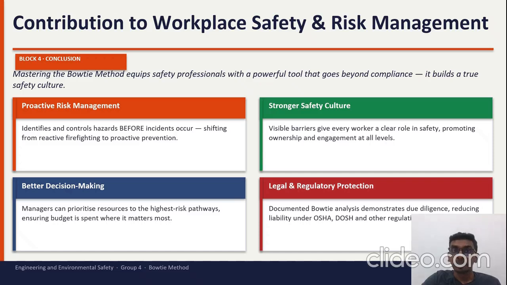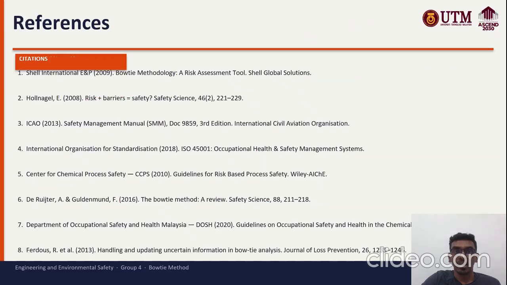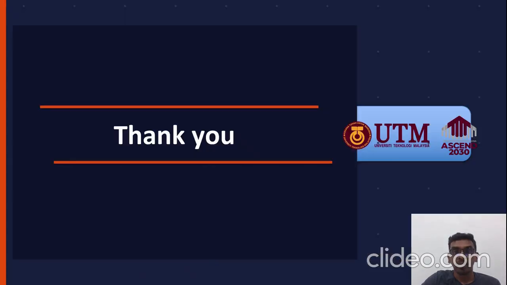And last but not least, legal and regulatory protection. Documented bow tie analysis shows due diligence and systematic risk management, helping organizations to meet OSHA, DOSH, and other regulatory requirements and standards. Overall, the bow tie method supports safer operation, better decisions, and long-term risk control. With that, we have also attached all the references that we have used to perform this bow tie method analysis. And that's all from our team. Thank you.